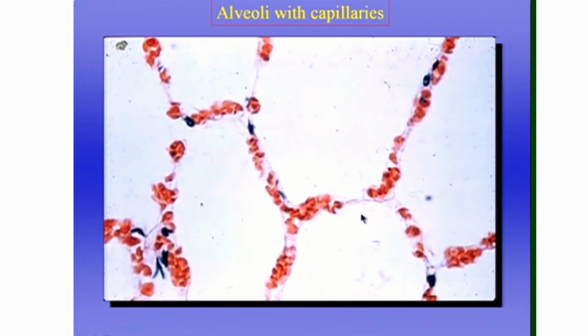We saw this slide before, and we're going to see it again, incidentally. And this is the end of the airway system. And in the walls of the alveoli, we can see the capillaries and the blood gas barrier here.